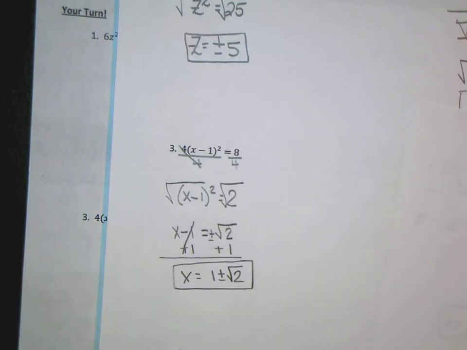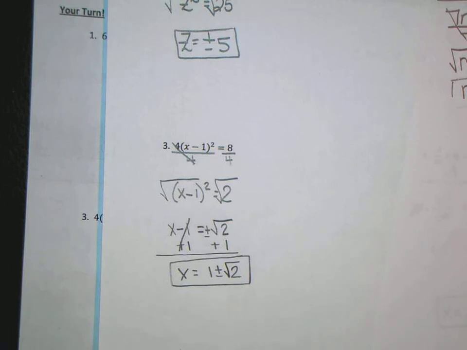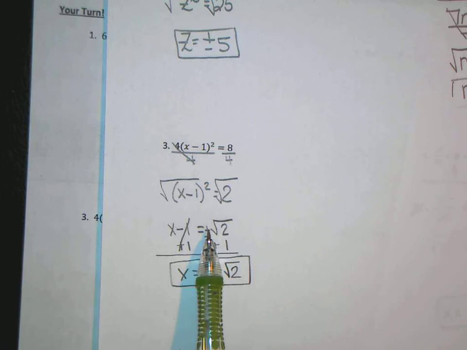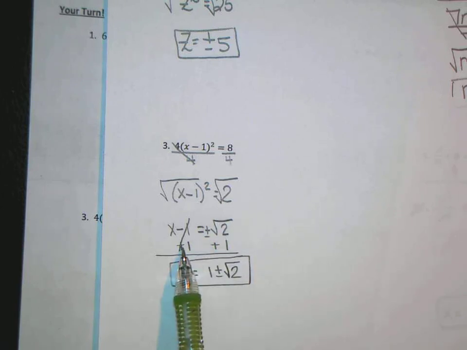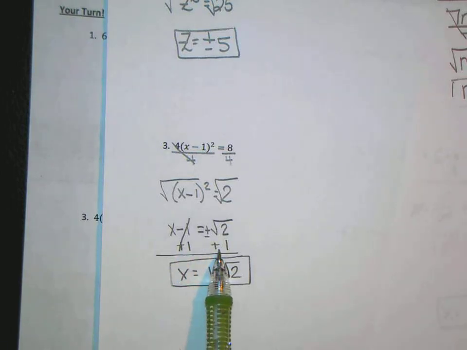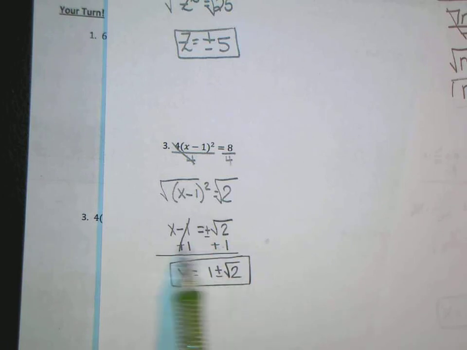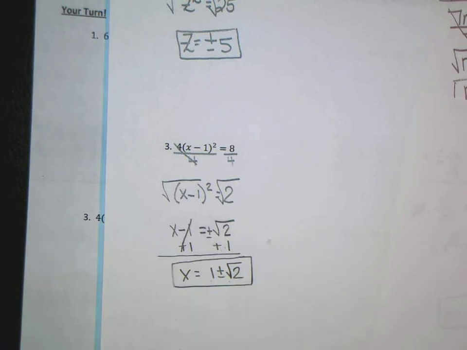All right, on this one, you're going to divide both sides by 4, and that's going to leave you with x minus 1 all squared equals 2. Then you're going to square root both sides, and that's going to leave you with x minus 1 equals positive or negative square root of 2. Then you're going to add 1 to both sides, and because this is outside a radical and this is inside a radical, they can't combine. So you want to put the real number out front, which would be 1 plus or minus the square root of 2, and that's your final answer. Go ahead and do number 4. Pause the video.